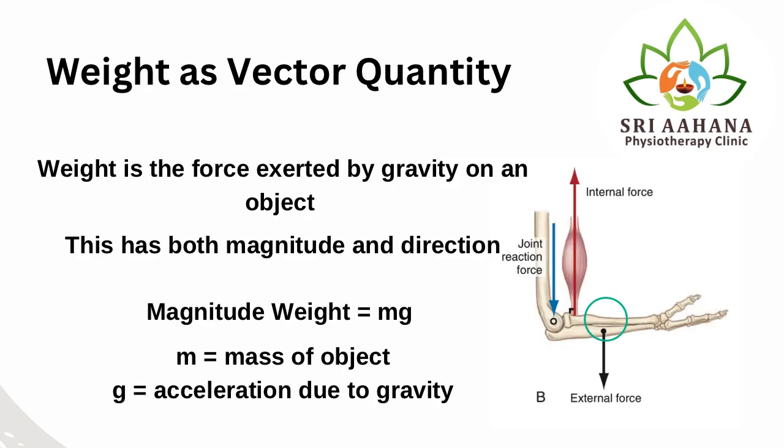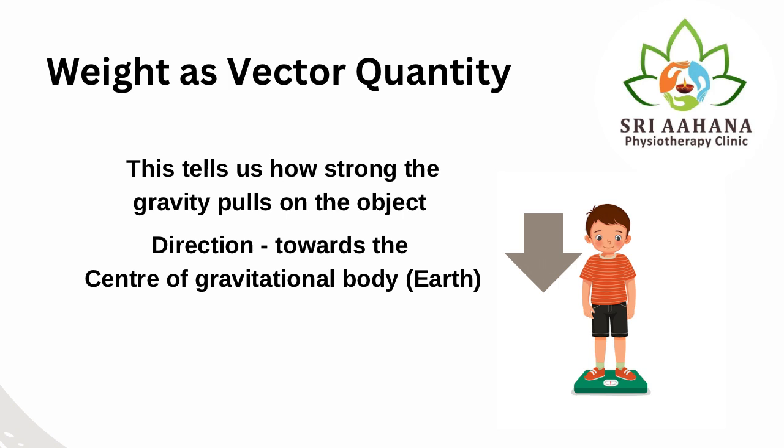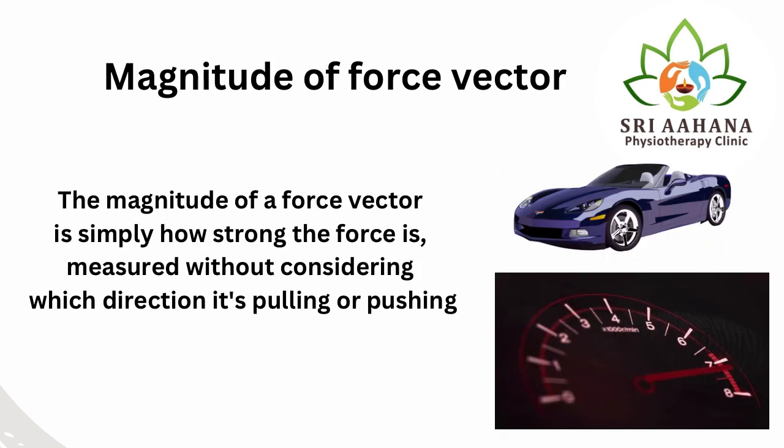Weight as vector quantity. Weight is the force exerted by gravity on an object. This has both magnitude as well as direction. Magnitude of weight is calculated using the formula mass into gravity. This tells us how strong the gravity pulls on an object. We all know that gravitational force is always towards the earth, so the direction is downward.